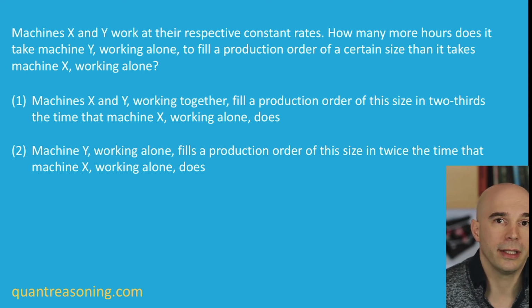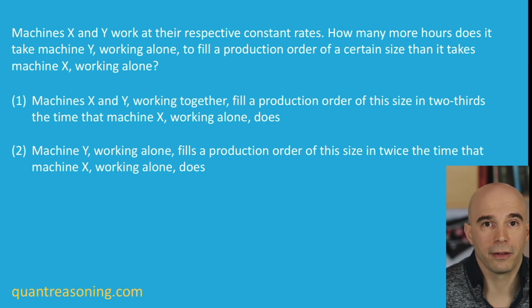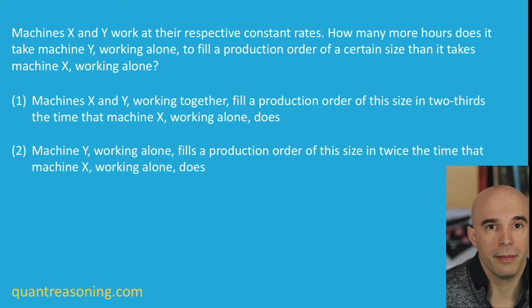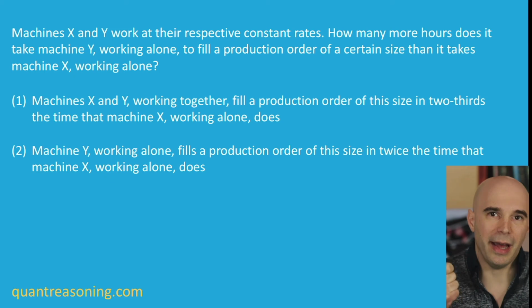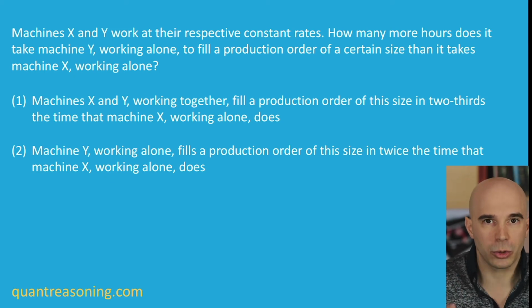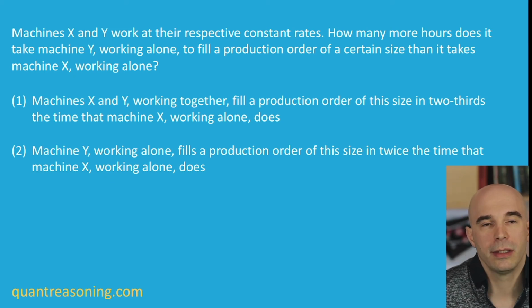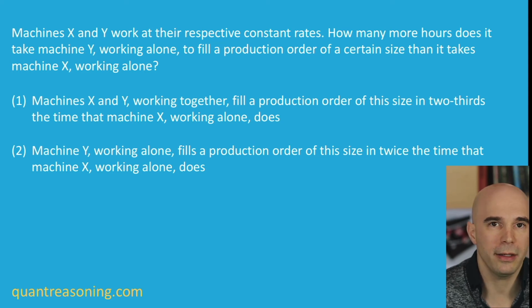Maybe if I knew how long it takes them together, or if I knew how long it takes one of them on its own, then I could use ratios to infer the difference in the amount of time that it takes. But without an anchor point in the world of actual numbers, actual hours, it would be impossible for me to answer this question. So with that in mind, I go to the statements, and what I'm surprised to see with these statements is that there is no anchor.